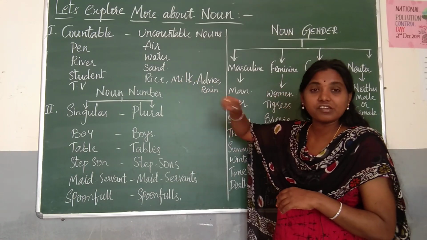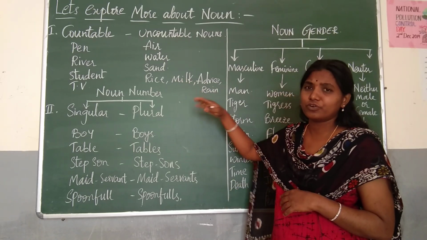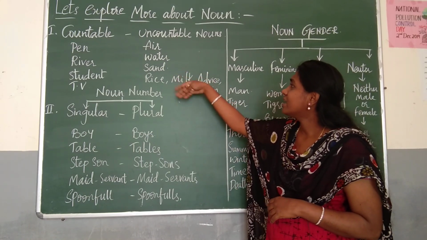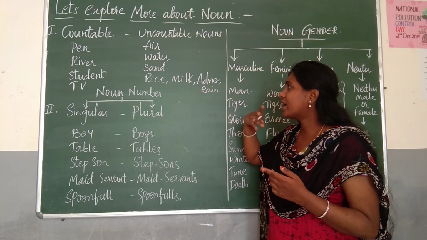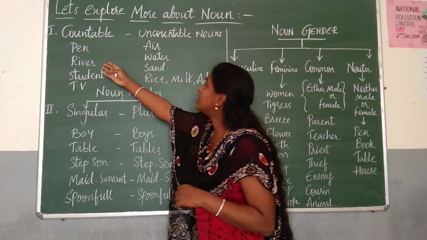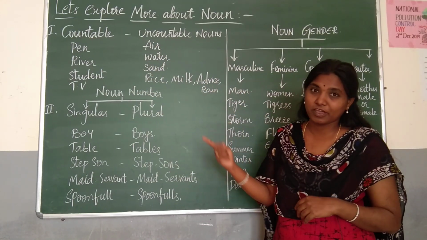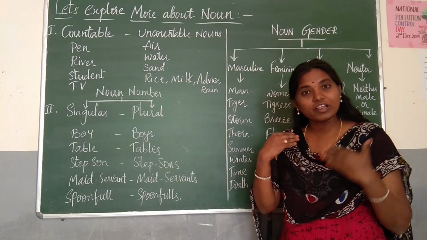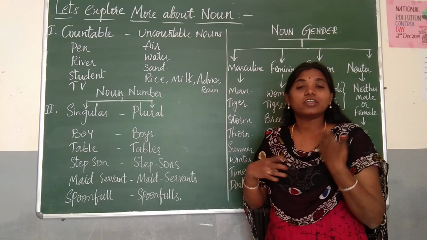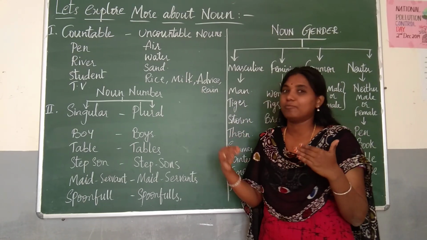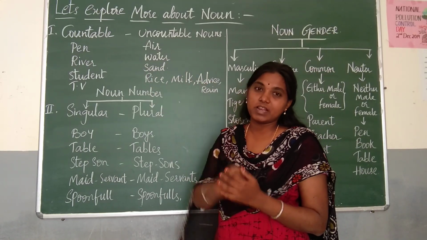Firstly, I have written here about countable and uncountable nouns. So here you will have a doubt. You must have already read these examples written like countable: pen, river, student, TV. Okay, and when river is a countable noun, why can't water be a countable noun? Okay, this will be your doubt. So let me clarify all your doubts. I am going to explain everything, your questions and your answers, today. Okay, so let's go for countable noun.